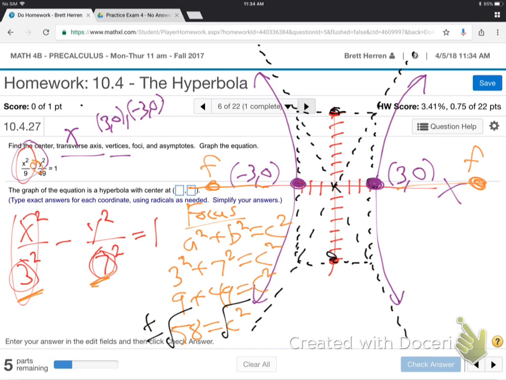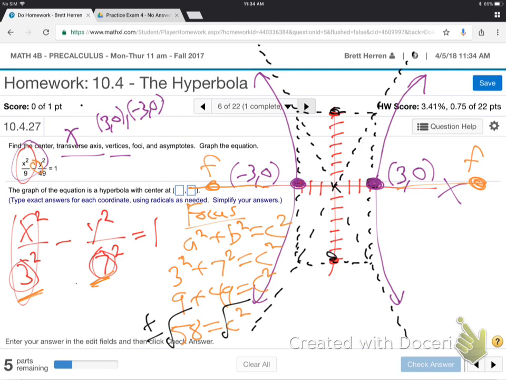You can try to simplify that root 58. It's not going to simplify, right? If I took 58 and tried to break it down, it would be 2 times 29, and 29 doesn't break down further. So there's not 2 of anything. I can't send anything out, so it just stays root 58.